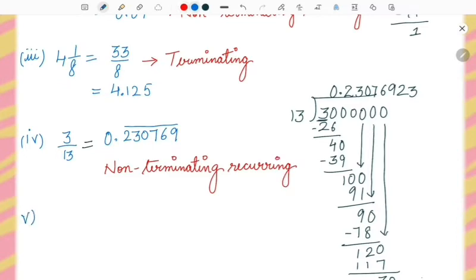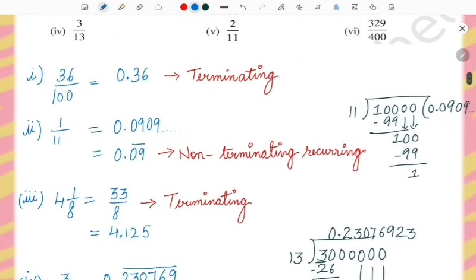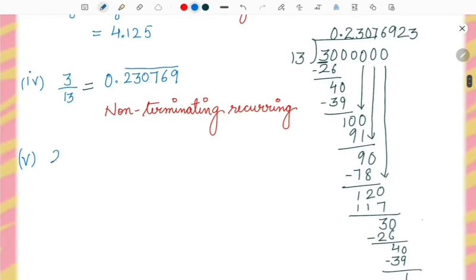Next part, fifth. What do we have for fifth? 2 by 11.